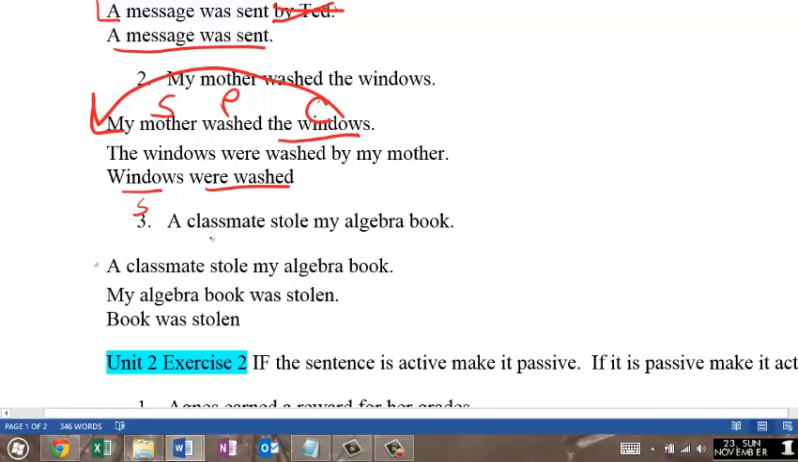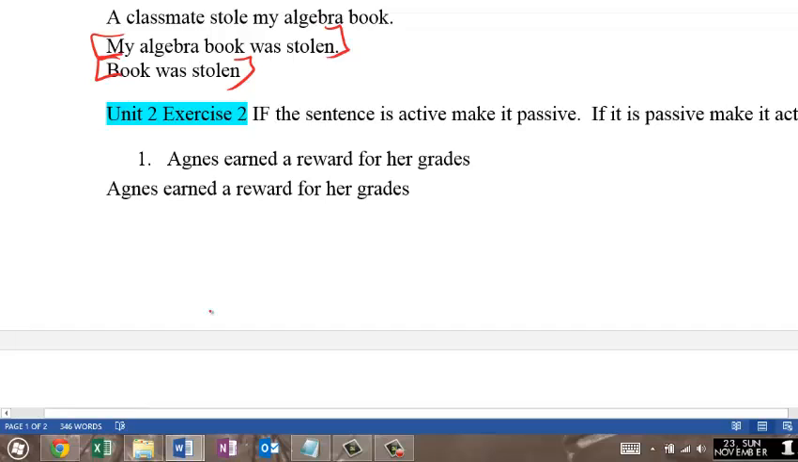Last example, a classmate stole my algebra book. Classmate is the subject, stole is the predicate, and book is the complement. So we're going to take book and move it to the subject position. And it would just be a book was stolen. You could say my algebra book was stolen, which is fine, but all that I'm looking for is the basic sentence structure.